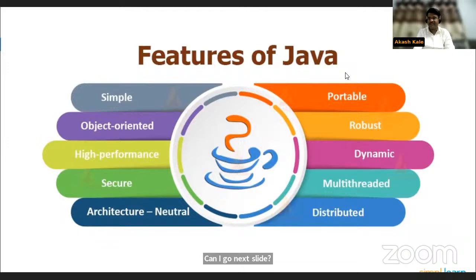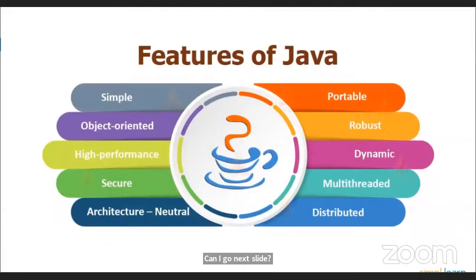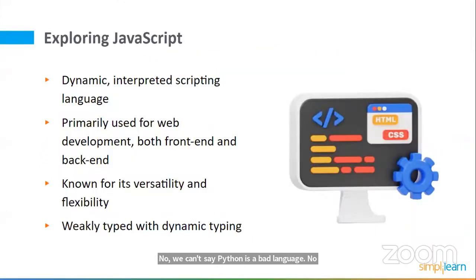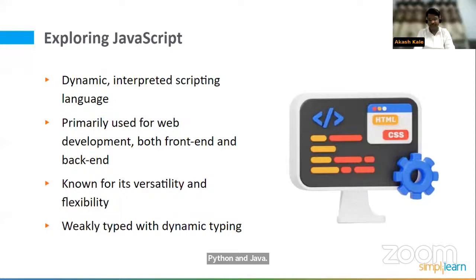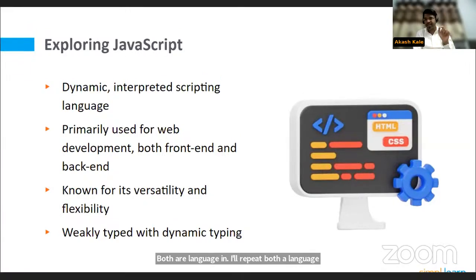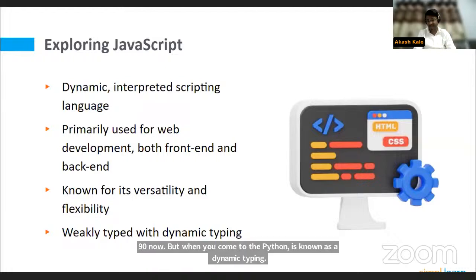No, we can't say Python is a bad language. Please understand, Python and Java are both languages introduced in 1990. But Python is known as dynamic typing.